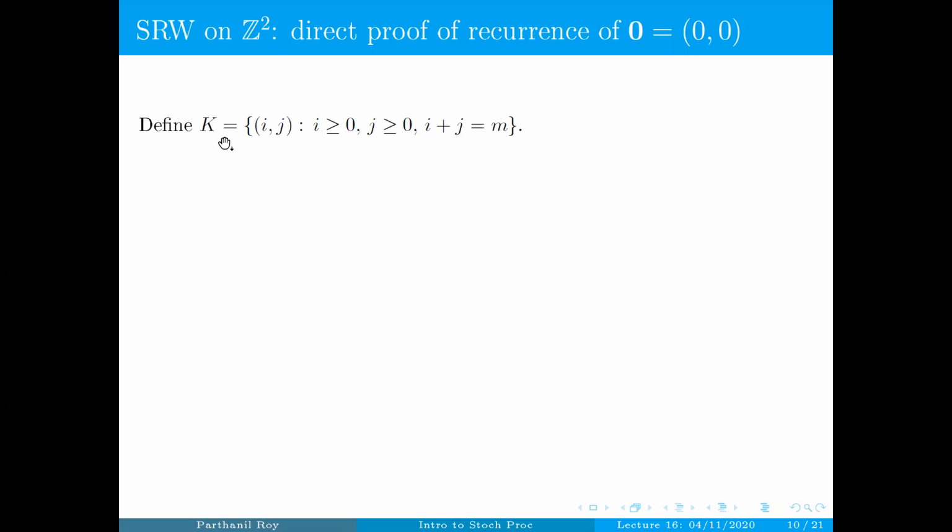So take K to be the set of all possible (i, j)'s, so that i and j are non-negative integers that sum up to m. Then the probability of returning to zero, starting from zero after 2m steps, equals this quantity here. Note that each of these terms is a probability of returning to zero after 2m steps, where exactly i many north, i many south, j many east, and j many west steps have been taken. And of course, you have to sum over all possible (i, j)'s, which is the set K.